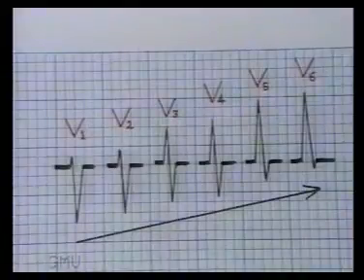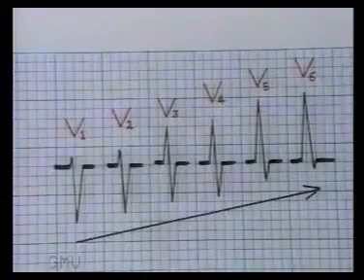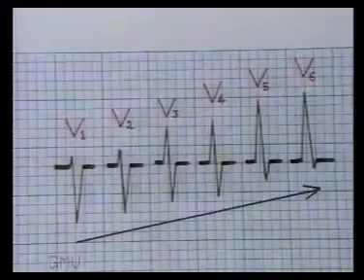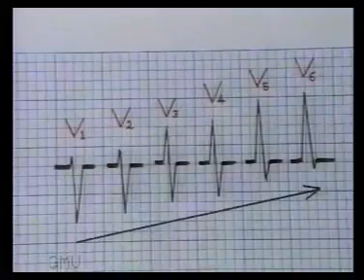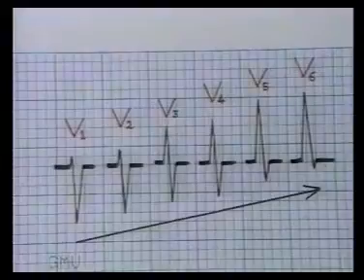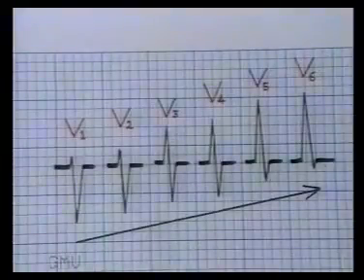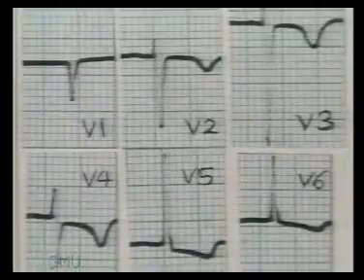This is the normal pattern of QRS complexes in chest leads. The lead V1 shows a small R wave and a deep S wave. As we proceed towards V6, the height of the R wave progressively increases and the depth of the S wave progressively decreases. Somewhere in V3 and V4, the R and S waves are equal, and in V6 there is a tall R wave and very small or absent S wave.